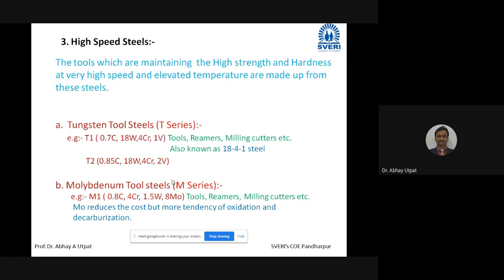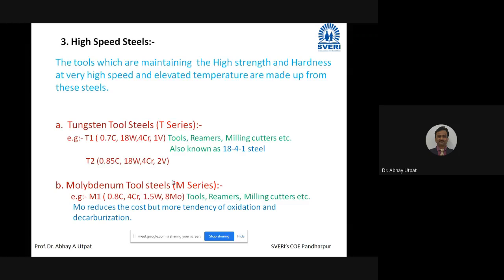Decarburization means there is a decomposition of carbides. When carbides are decomposed, hardness reduces. So that is the drawback, you can say. Applications are one and the same: tools, reamers, milling cutters. I hope you have seen the milling cutters and reamers.